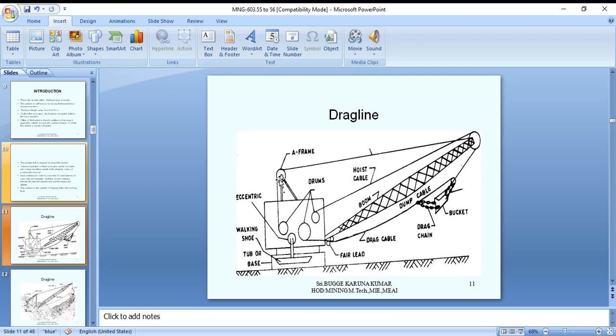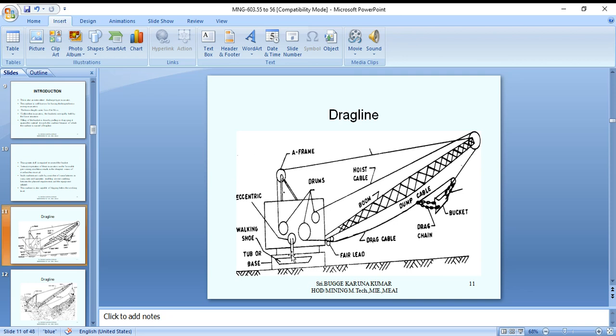This is the basic superstructure, the frame, and also the eccentrics, and the walking shoes. The most important thing is the base and turntable, because the machine will be turning 360 degrees from the same position. A movement of 180 degrees is compulsory for dumping, up to 92 meters either way, 180 meters at a time. The material can be transported from one point to another. From here to here is called the maximum radius of 92 meters, and the total is 180 meters. It can dump the material from the collected point to the other end.